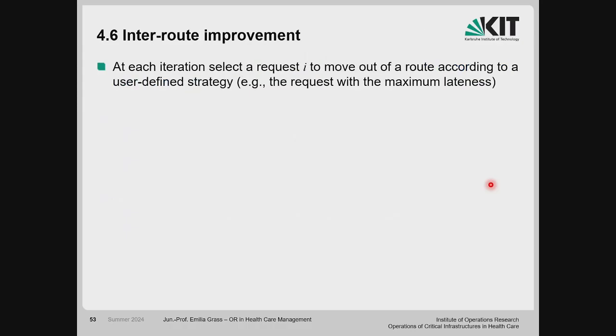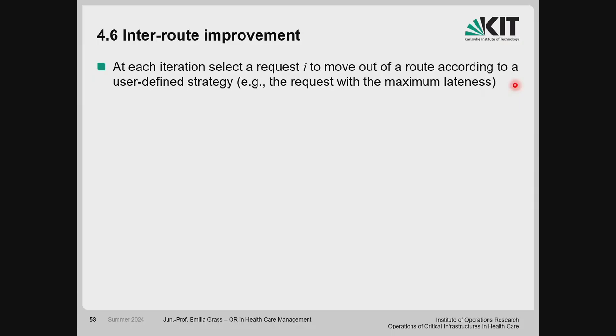Okay. So the inter-route improvement. If we know what the neighborhood is, we can now start with the inter-route improvement. This is the first iteration of the improvement heuristic. At each iteration, select request I to move out of the route, out of the vehicle, according to some kind of strategy. For instance, we take the patient with the maximum lateness. We would like to avoid that, so we take the patient that would be very late at the delivery location.